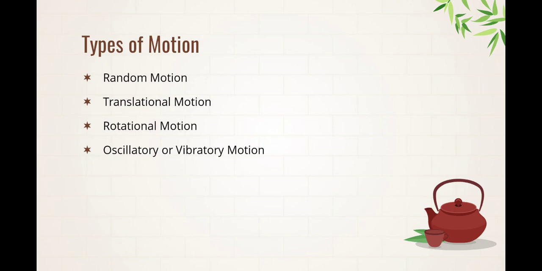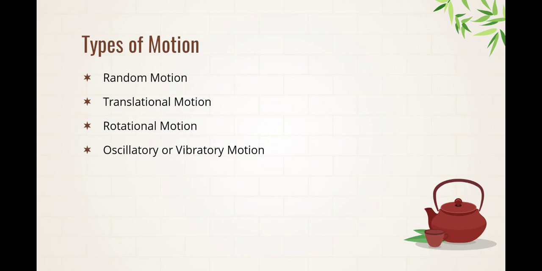Then the second type of motion that we have is the translational motion. We also have the rotational motion and then the oscillatory or vibratory motion. So these are the four types of motion that we have: the random motion, translational motion, rotational motion, then oscillatory or vibratory motion. An example of random motion is smoke particles in the air, the dust in air.